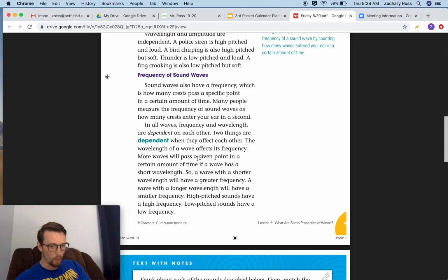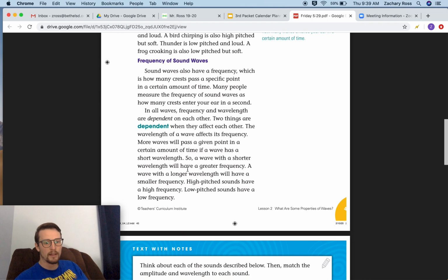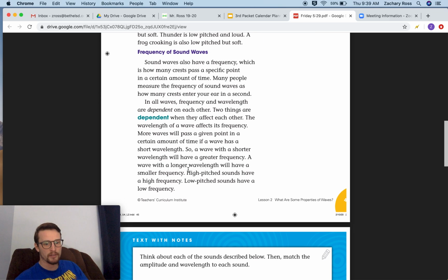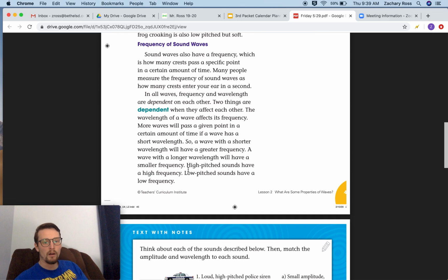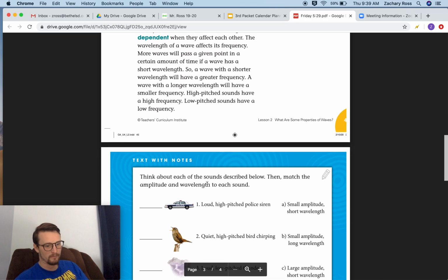More waves will pass a given point in a certain amount of time if a wave has a short wavelength. So a wave with a shorter wavelength will have a greater frequency. A wave with a longer wavelength will have a smaller frequency. High-pitched sounds have a high frequency. Low-pitched sounds have a low frequency.